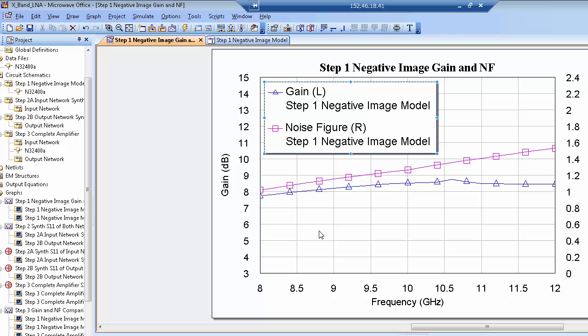And here we have the gain. The gain is in the triangles. The squares are the noise figure. Noise figure on the right hand side, we see our noise figure is above 1 dB. 1 dB was our target. Our gain is a good bit less. Well, let me get rid of this because it's in the way.